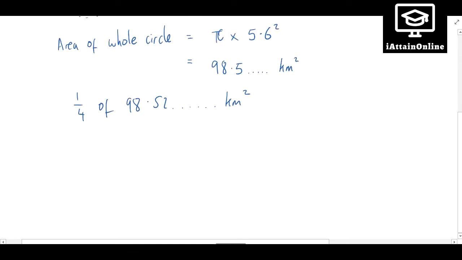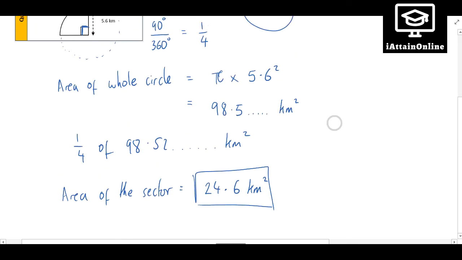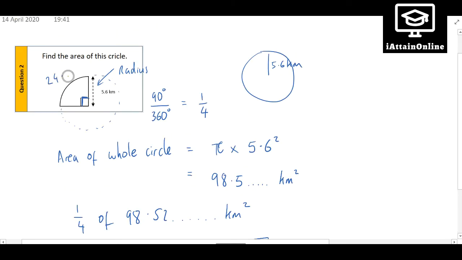To find a quarter, we just divide it by 4. So that answer is still in my calculator. I'm now going to divide that by 4, and that will tell me that the area of the sector is 24.6 kilometers squared. I can now round my answer as it's the last bit of the question. So the area of this sector is 24.6 kilometers squared.